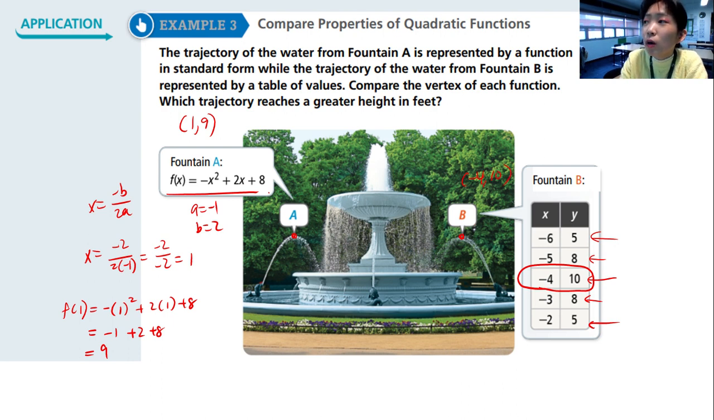Yeah. So if we are looking at a greater height in feet, which value are we looking at, x or y? We have 1, 9 and negative 4, 10. Are we comparing 1 and negative 4 or are we comparing 9 and 10? We're comparing the y value, right? The values of y, because that would be the height. It would be representing the vertical height. So 9 and 10, comparing them, you know 10 is greater than 9. So fountain B is going to be the higher one.